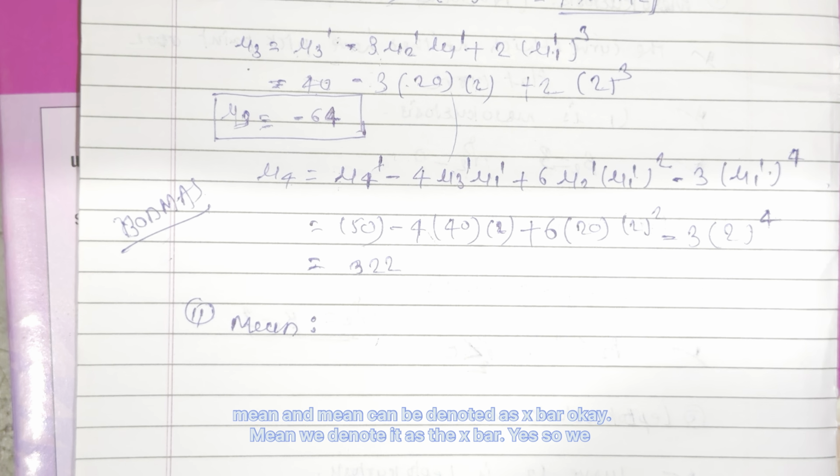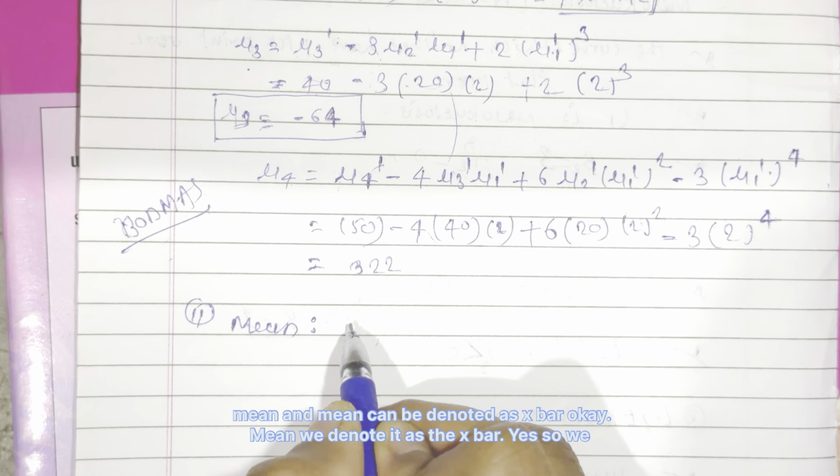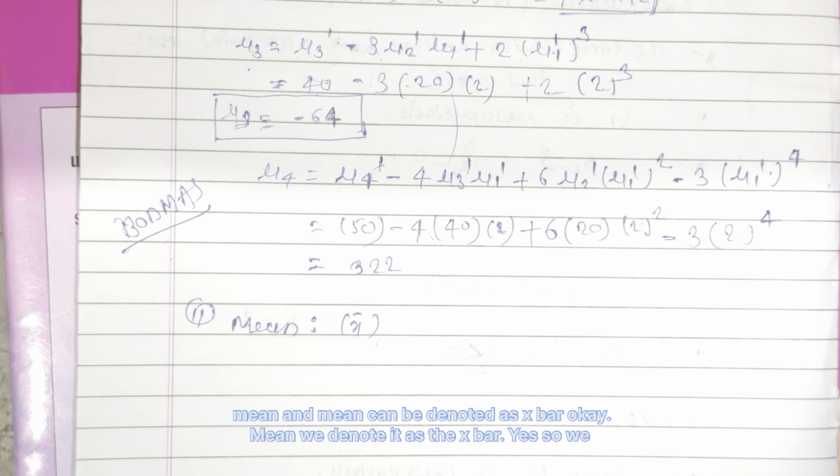Second part, we want the mean, and the mean can be denoted as x bar. By using raw moments we have to find out the x bar also. In my last lecture I explained the formula for finding raw moments.